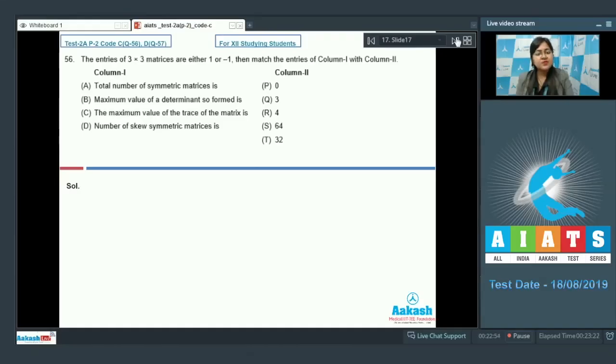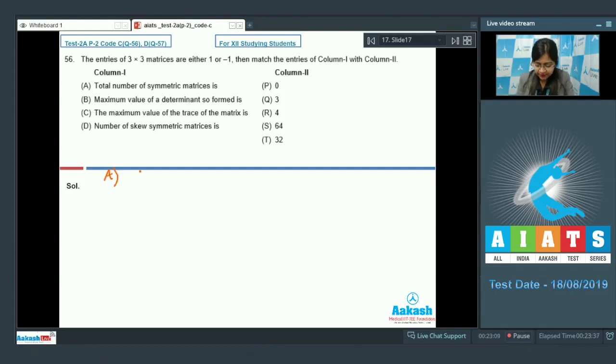Next is a column matrix match type question. It says that the entries of 3x3 matrices are either 1 or -1. Then match the entries of column 1 with column 2. In option A, we have to find the total number of symmetric matrices.